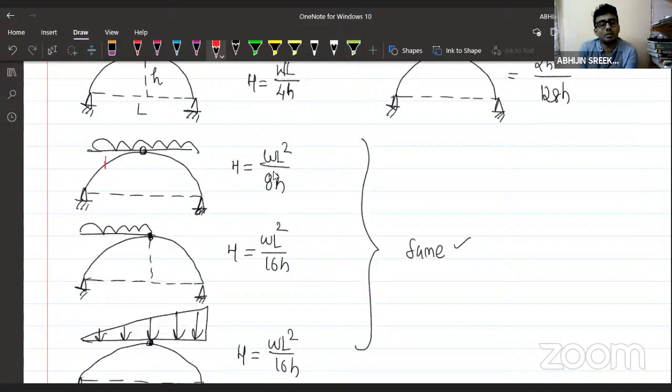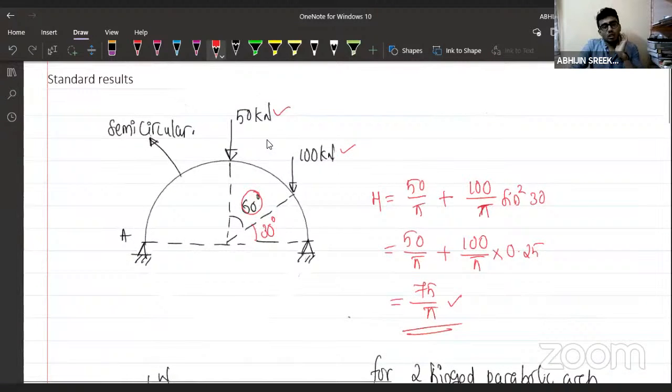Which among the following statements regarding a three-hinged parabolic arch subjected to UDL throughout is correct? Option A, vertical reaction is WL by 2. Option B, horizontal reaction is WL square by 8h. Option C, bending moment at every section is 0. Option D, shear force at every section is 0. What is the answer? All the options are correct. Right? So MSQ questions are also possible. Think about all these things. So this is it. We are moving towards the end of the session.